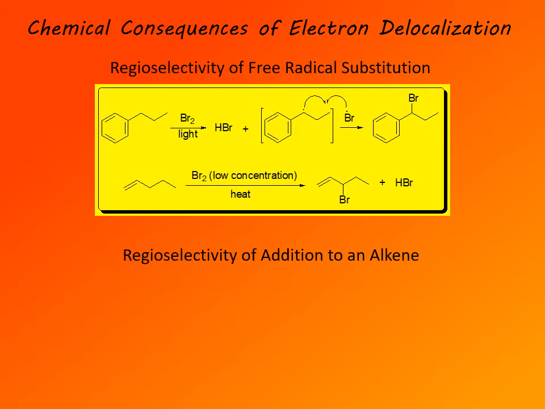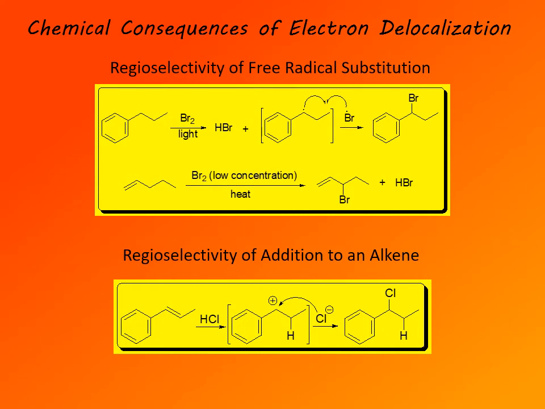Also, in case of an addition to an alkene, regioselectivity is affected by stability of the intermediate carbocation. So here we have an alkene where double bond is conjugated to the benzene ring. So addition proceeds in such a way that benzylic carbocation is generated, and reaction is extremely regioselective so that only one product is obtained. And again, that's the product that results from formation of the intermediate benzylic carbocation.